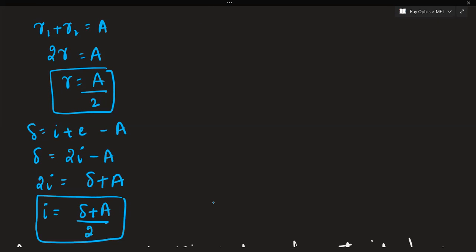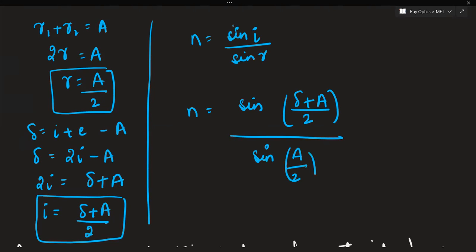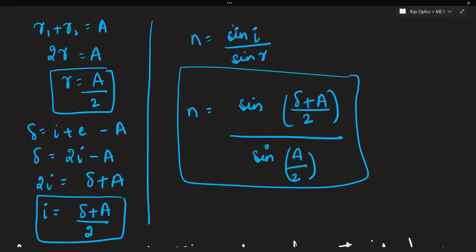So I have the angle of incidence with me, and I have the angle of refraction with me. See class, if these two quantities are known to you, just apply Snell's law. Snell's law is sine I by sine R. So the refractive index will be equal to sine of (delta plus A) by 2, divided by sine of A by 2. This is the formula that you use for the angle of minimum deviation.